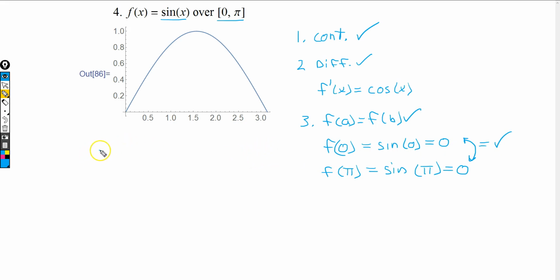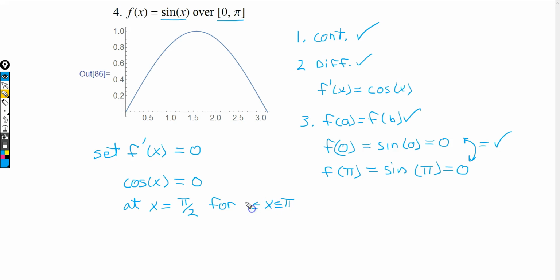So what we have to do is set f prime of x equal to 0 and solve for x. So our derivative is cosine of x. And where does that equal 0? Well, that's one of our basic trig functions, and that is going to equal 0 between 0 and pi at x equaling pi over 2. And so that's our c value.